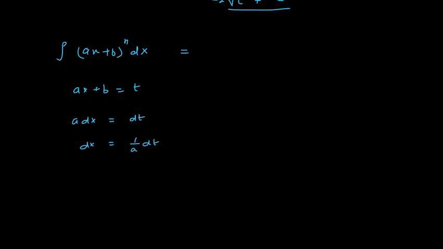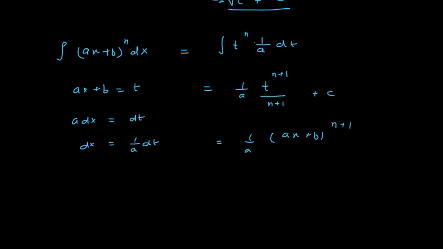So this integration is nothing but the integral of ax + b written as t, so it is t^n into (1/a) dt. So here you will get (1/a) into t^(n+1)/(n+1) + c. So this is 1/a, and t you can replace with (ax + b), the whole power n + 1, divided by n + 1. So you understood why we have used this result directly. Okay, so from substitution we can understand.